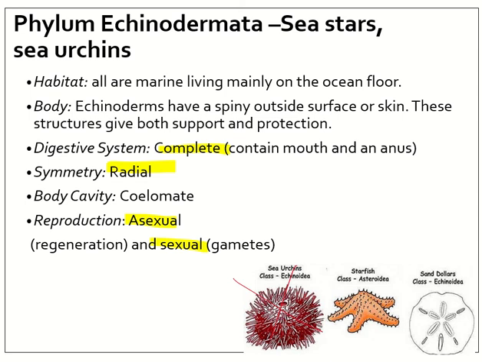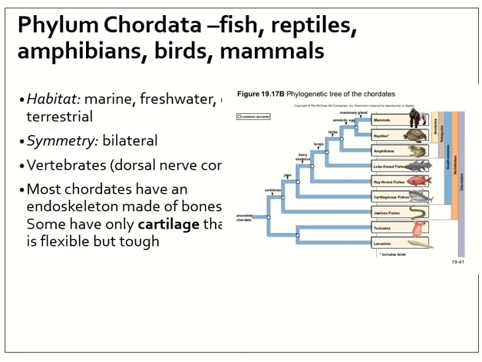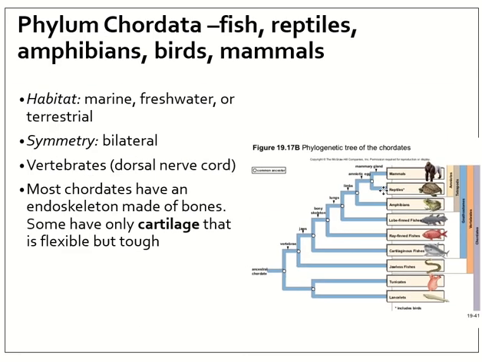When you're looking at the echinoderms, they are usually found in saltwater conditions, kind of living along the floor. The body of them is going to have those spiny outsides that usually do support as well as protect them from other species. The last one, this is going to be the phylum that we're in, the chordata.